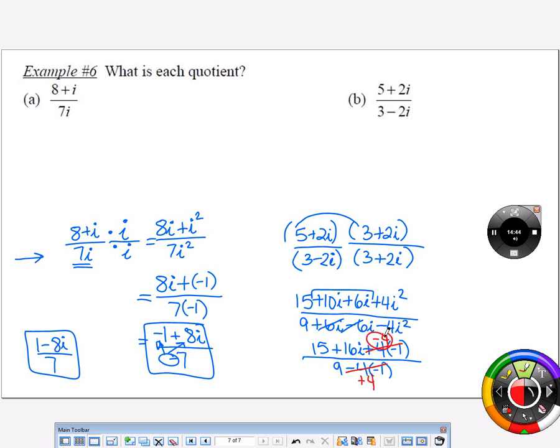So I'm going to combine the real number parts in both the numerator and the denominator to get my final answer. So 15 minus 4 is 11. I have a plus 16i. And in the denominator, I have 9 plus 4, which is 13. There's no number that divides 11 and 16 and 13, so this fraction cannot be simplified further, and I would leave it in this form. Okay? So that's how we would simplify fractions that have imaginary numbers or complex numbers in the denominator.